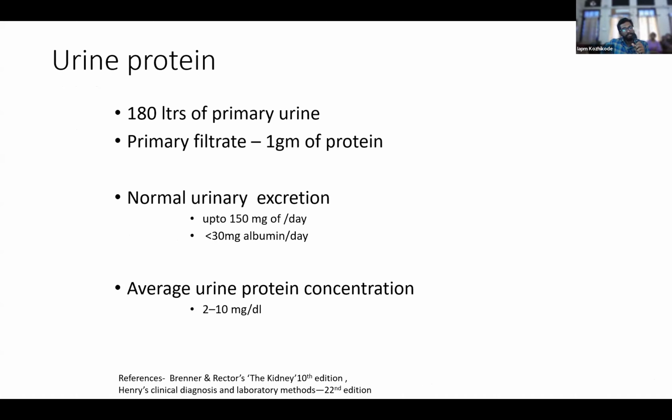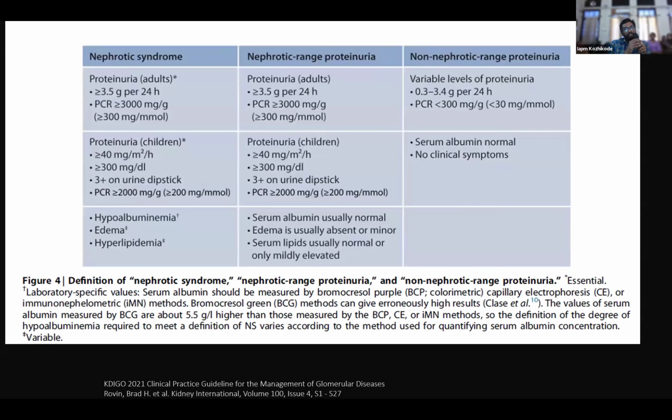Another very important area is the urine proteins. Daily about 180 liters of primary filtrate comes out of the kidneys, and it is amazing that the primary filtrate contains only 1 gram of protein, and the urinary excretion in a normal person is usually less than 150 milligram per day. So a lot of things depend upon this particular history.